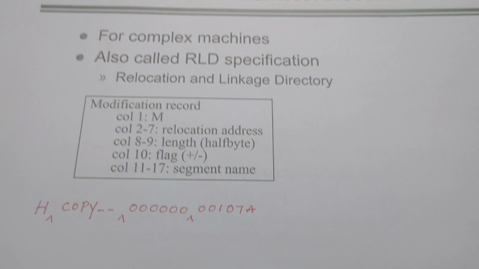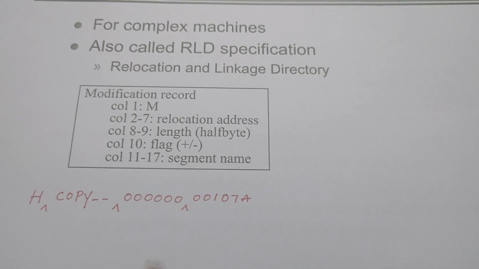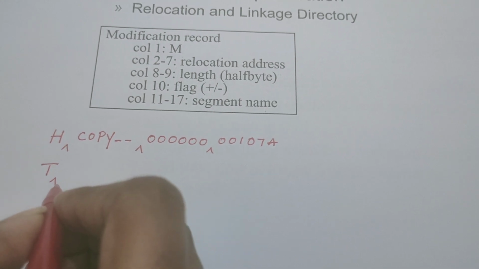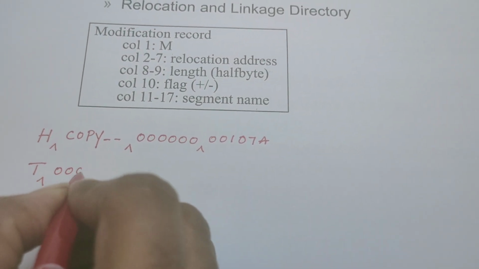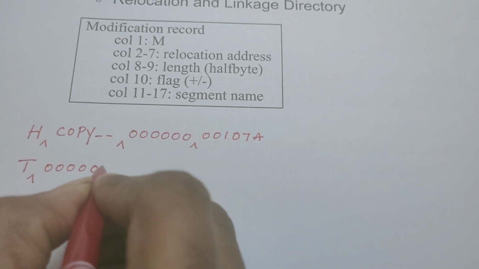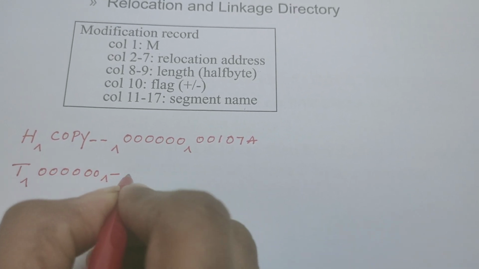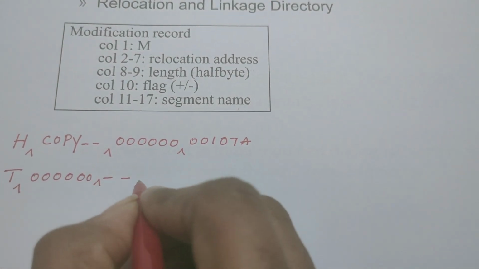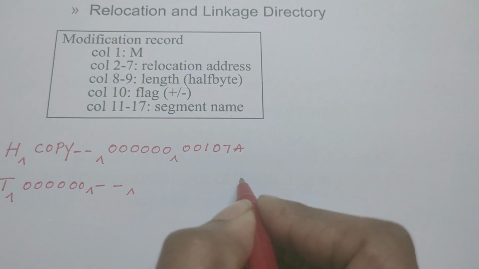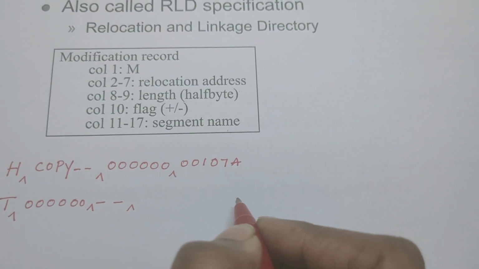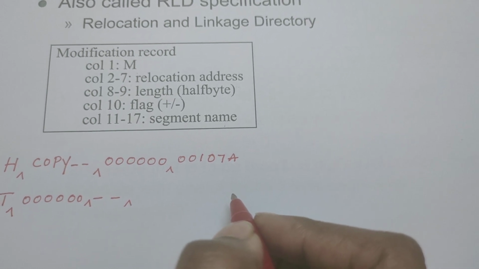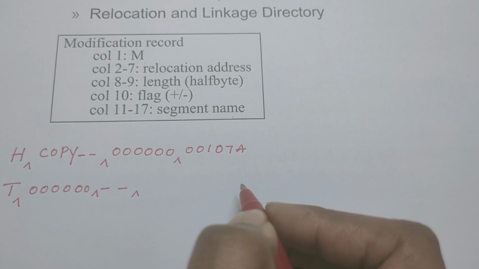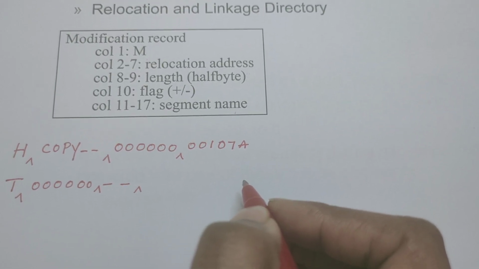After the header record, we have to write the text record. So how to write the text record? Every text record begins with the letter T, followed by the starting address of the text record. For that, we have 6 columns. After that there are 2 columns where we will be writing the length of the text record. After that, we will be writing continuously the object codes. Maximum how many object codes can we store? 10 object codes, provided each object code is of 3 bytes. Or we can remember that a text record can be of maximum length of 30 bytes.